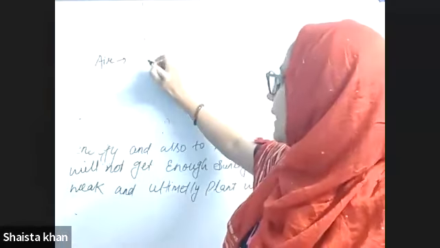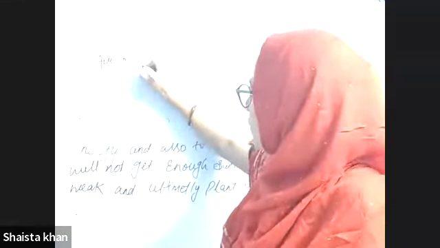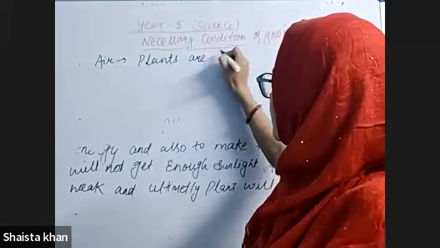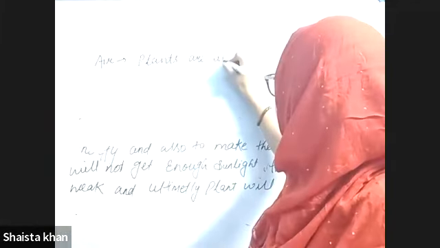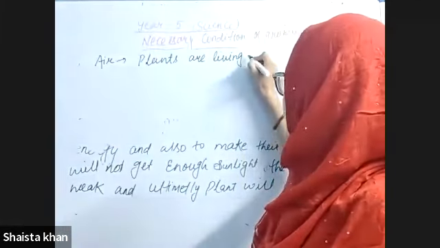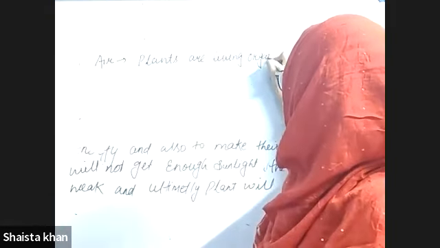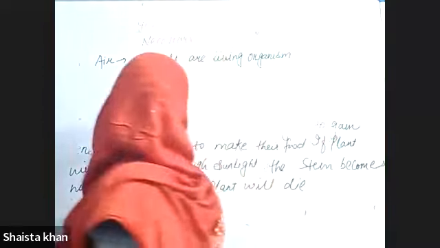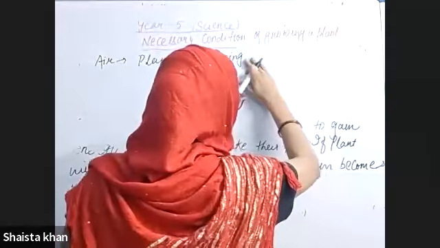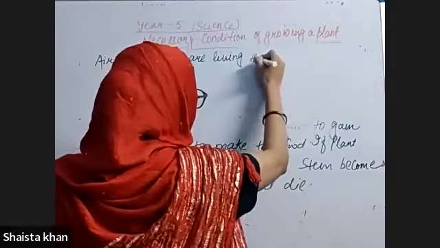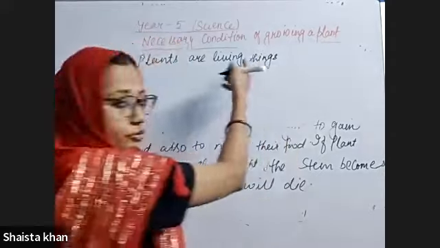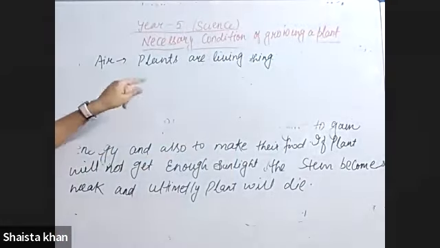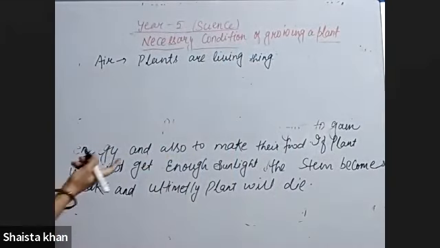So air is what? Plants are also living organisms. Plants are living things. You can write organism or thing, but it is better to write things. Plants are living things, and living things need air.